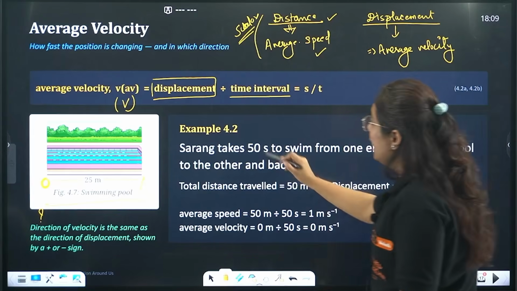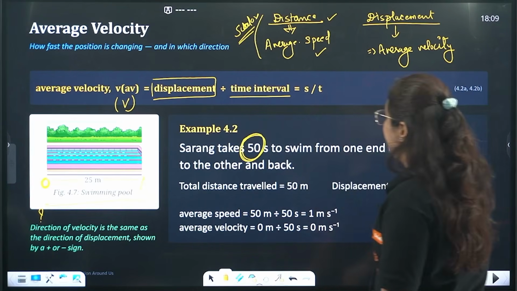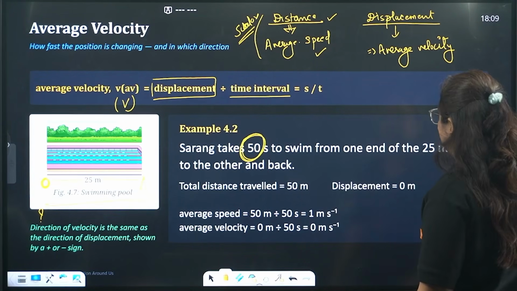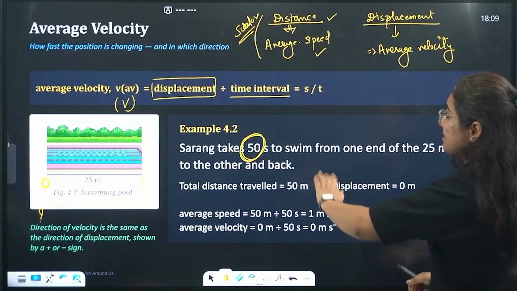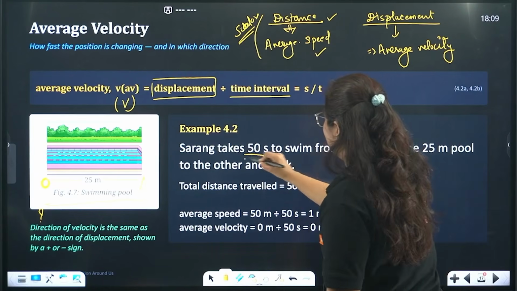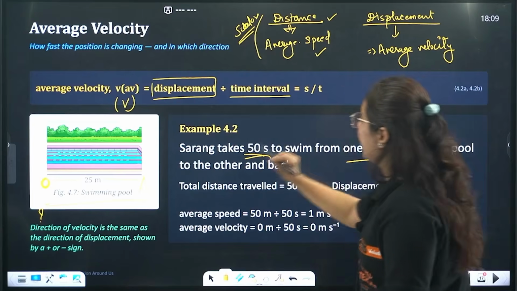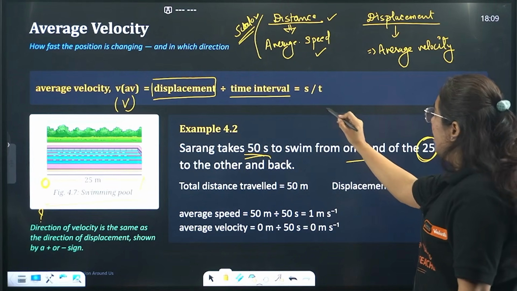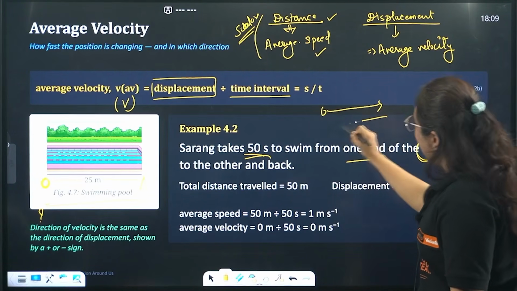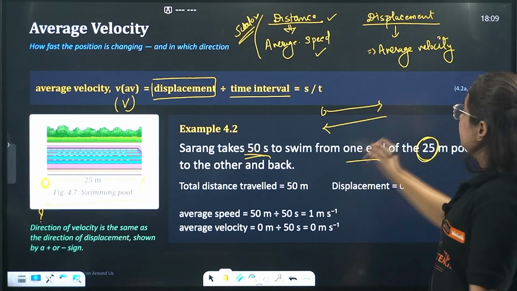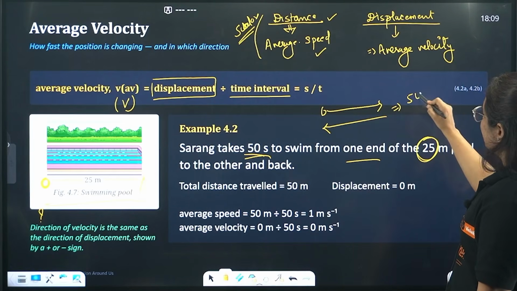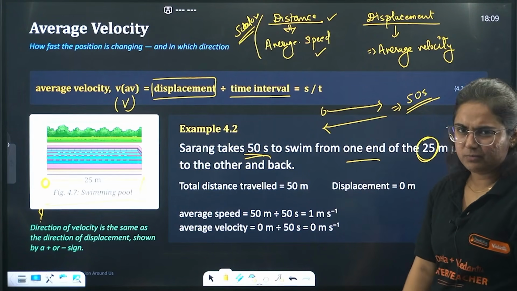So Sarang took 50 seconds to swim from one end of the 25-meter pool to the other end and back. So from position O to A and A to again O, the total time taken by this person is 50 seconds. Right?